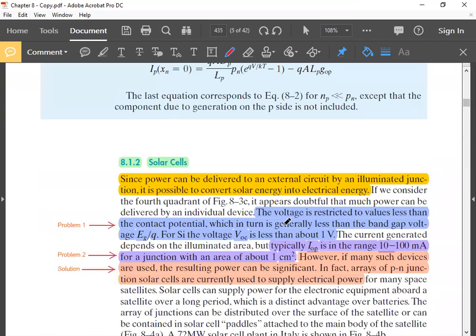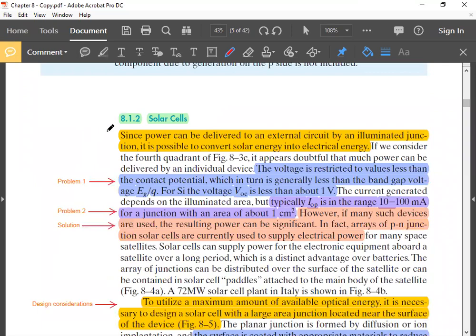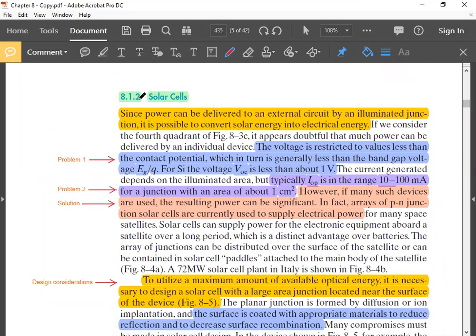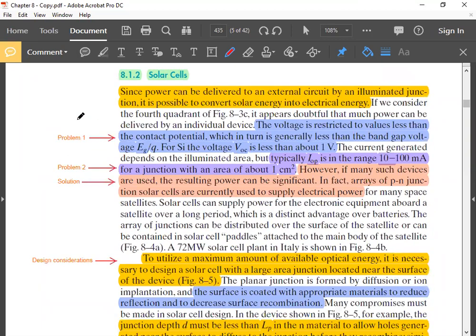So today we'll look into solar cell and photodetector in more detail. So article 8.1.2 solar cells. Now in the last section I told you that photodiodes can be operated in the fourth quadrant to deliver power to the external circuit, right?